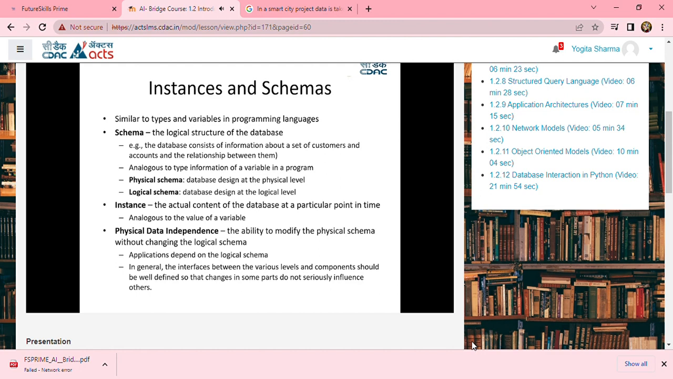And then comes the physical data independence. The ability to modify the physical schema without changing the logical schema is nothing but physical data independence. Applications depend on the logical schema. In general, the interfaces of the various levels and components should be well defined so that changes in some parts do not seriously influence the other parts.